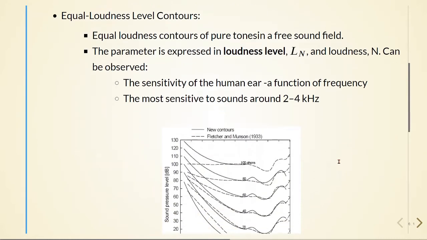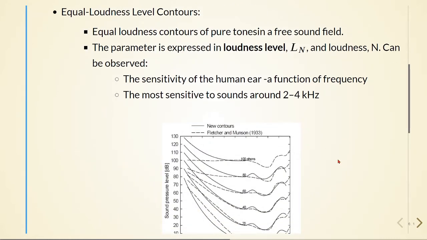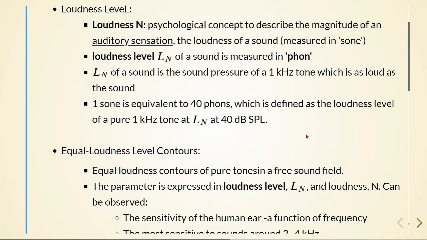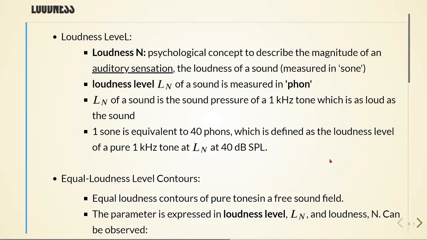And we have here these equal loudness level curves given by this picture. We have frequency from 16 hertz to approximately 16 kilohertz, and sound pressure level from minus 10 to 130 dB. And we have the curves here. We have the phon, and we also have this relation about phon and sone. That is the difference between loudness N, this psychological concept to describe the magnitude of an auditory sensation, and the loudness level, as the sound measured in phon.